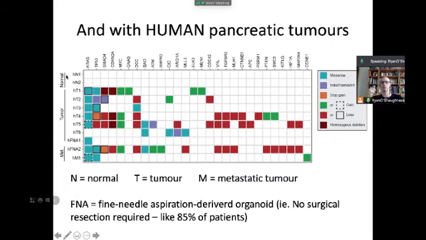So our normal humans have no mutations in any of these genes, and then we can see that in our human tumours there's extensive mutation in some but not all of these genes, and then in one of our fine needle aspirations we also see these mutations. So we can use these organoids that we take from cancers from individuals, and it actually accurately models that pancreatic cancer, and that can be extremely valuable for testing out therapeutics.